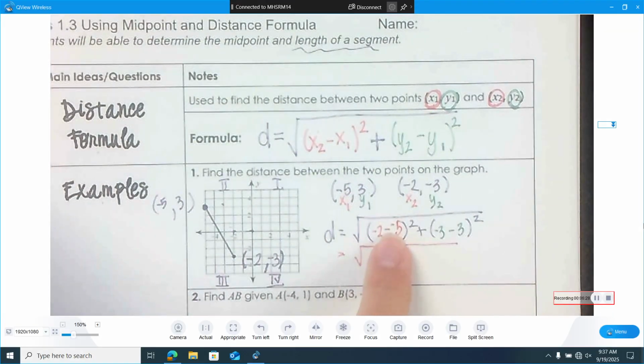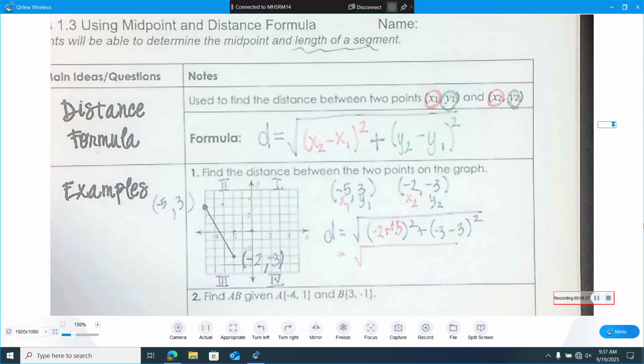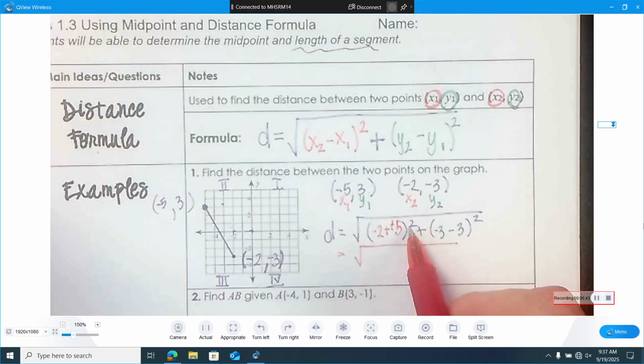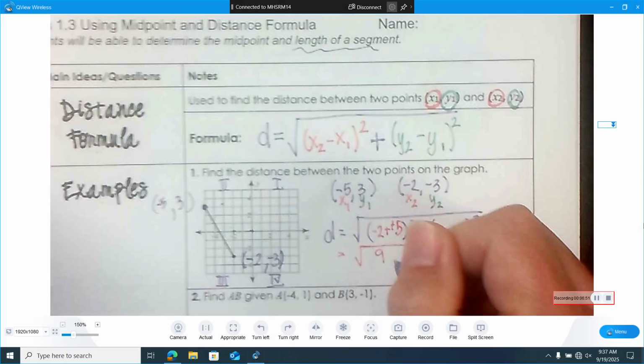What happens when you have minus a negative? And become a plus? Yes. So those double negatives turn into positives, and we have negative 2 plus 5. What is negative 2 plus 5? 3. And then we have to square that. What is 3 squared? 9, yes. All right. And then we have our plus sign.